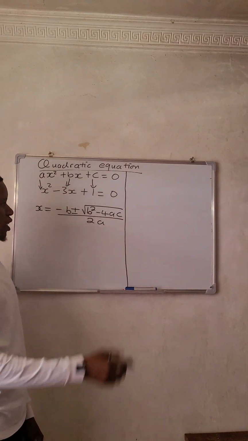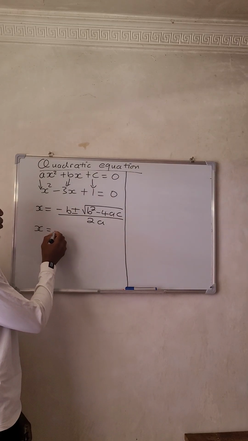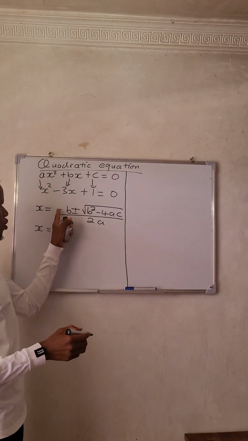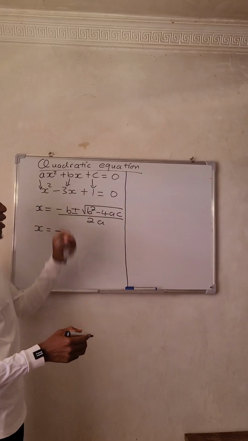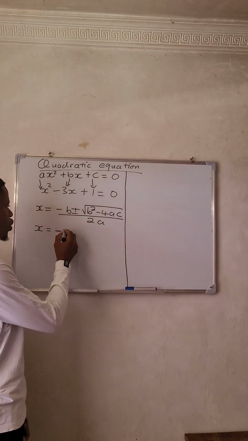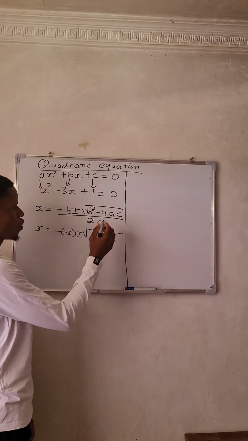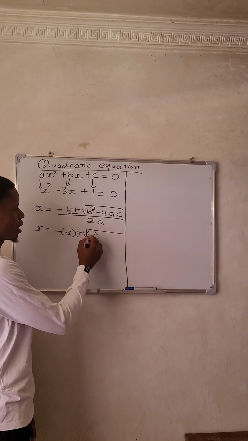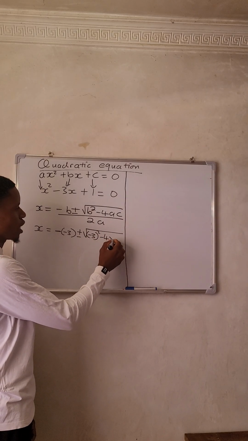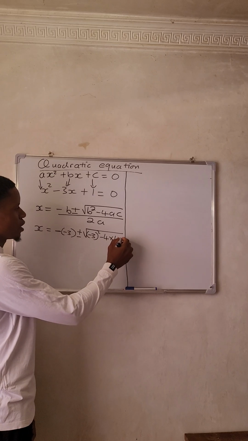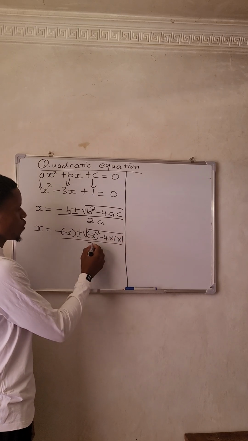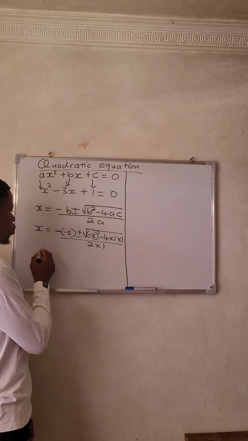So substitution next. You write x is equal to minus. This minus is in my formula, but b is negative 3. So remember that and watch out for such a mistake. Plus or minus the square root of b is negative 3 again, squared, minus 4 times a is 1, c is 1 again, over 2 times a, which is 1.